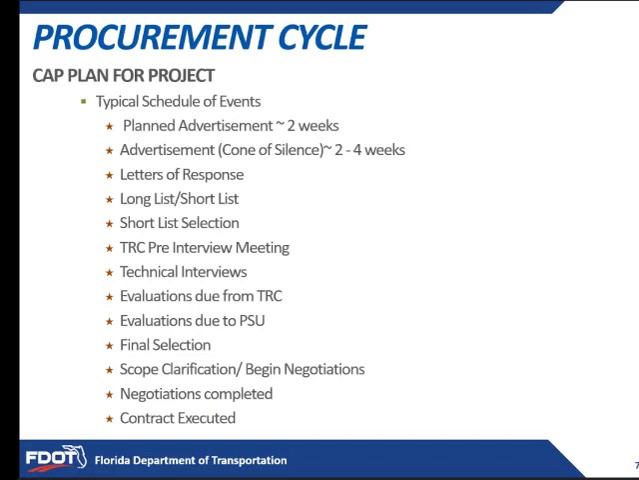So what are some of those events? Our planned advertisement typically takes about 2 weeks. And then we move into our advertisement. Well, that's when that cone of silence that we've heard about comes down. For us in our procurement cycle, that's going to be week 1. And then we move into our letters of response, our long listing, our short listing, and then our shortlist selection.